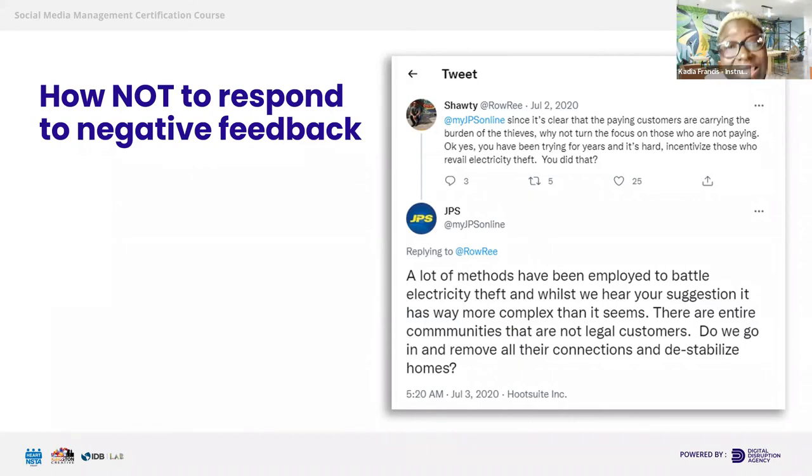But they would rather tell you that the issue is theft. That's the problem. And when this person says, okay, why not incentivize the people then? This is what the fallback is always. So do you want us to destabilize, or which one is it, JPS? Which is it? Is it destabilizing homes, or is it proper connection? Because it seems to me like you're trying to make a trade-off and you decide that it is easier to just charge everybody else.